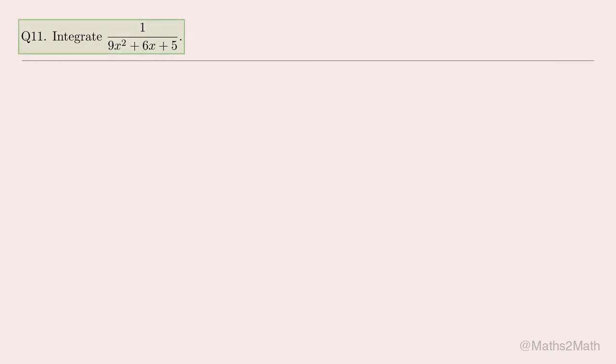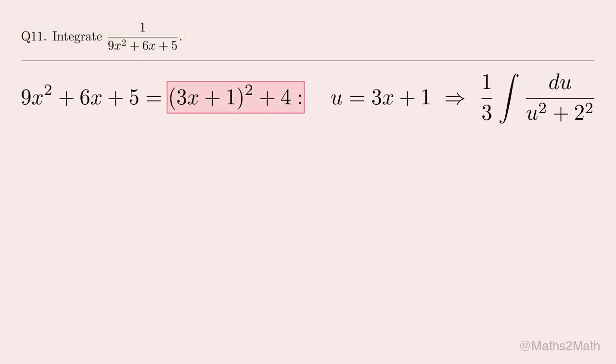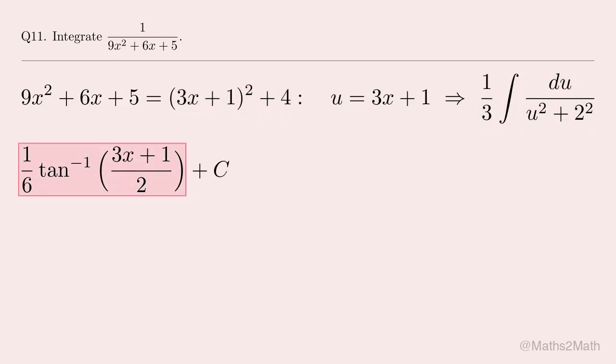Question 11. Complete the square in the quadratic. 3x plus 1 squared plus 4. The square completes with u as 3x plus 1, constant 2 squared. Arctangent over the two constants.